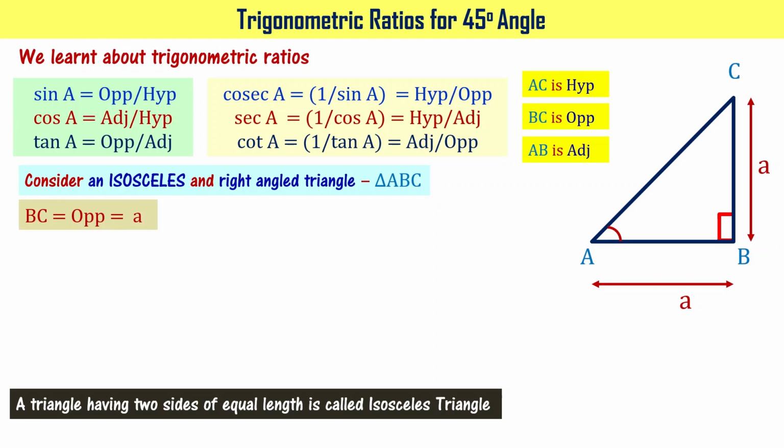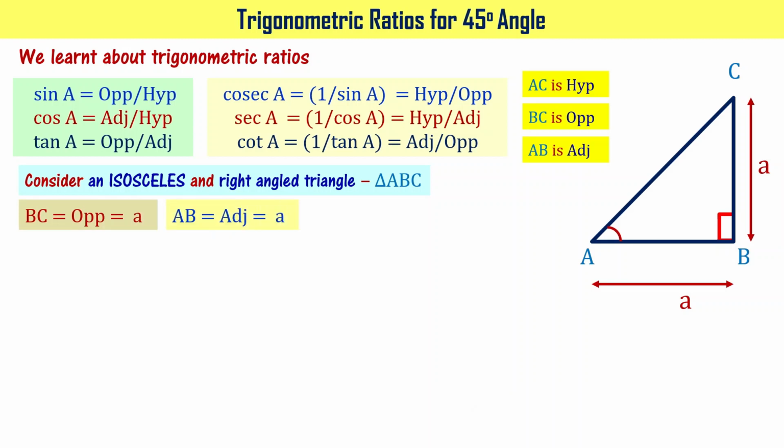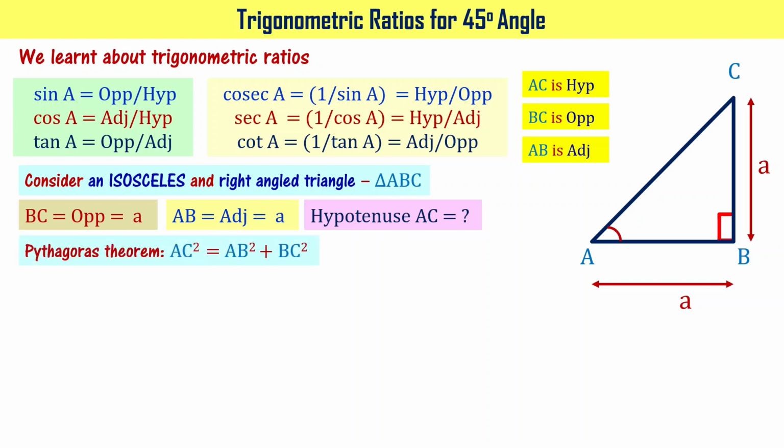We know that BC equal to A units and AB equal to A units. What is the value of AC? We can make use of Pythagoras theorem. It says that AC square equal to AB square plus BC square, right? When you substitute small a for AB and BC, AC square is equal to 2A square, right? So AC is going to be root 2 times A. Please take a note of that.